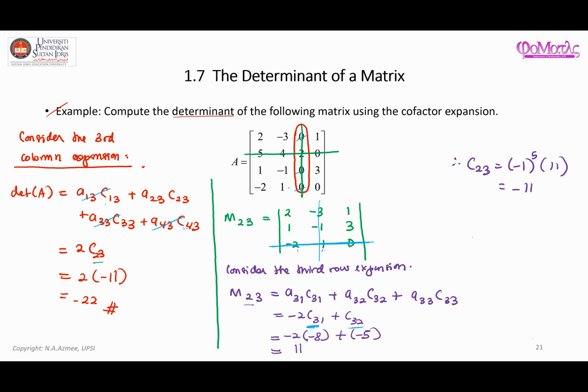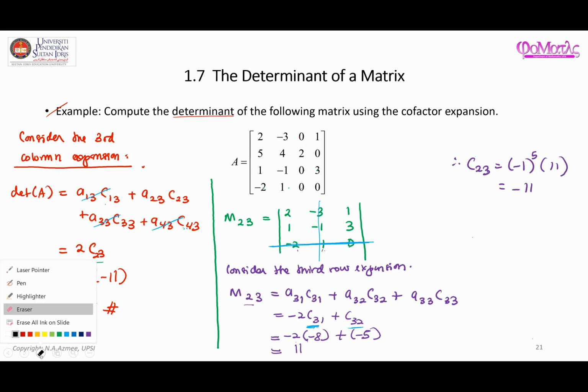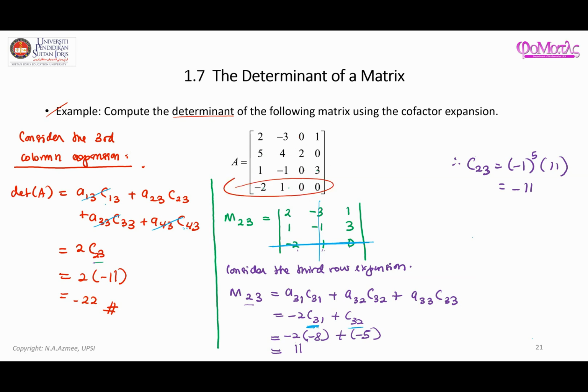Okay, so that's the answer for finding the determinant of this matrix, and I obtained this answer by using the third column expansion. Now if you want to try and do it at home, just for the fun of it, why don't you try to get this value here, but perhaps using, I don't know, maybe the fourth row expansion. Go ahead and try, and hopefully you'll be able to get this same answer right here.